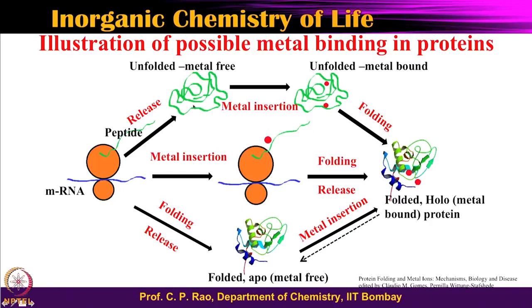In other words, the primary structure of this and the primary structure of this are the same, but the tertiary structure and secondary structure of this and of this are not the same. So that is one way you can make the metalloprotein. The folded holo, holo means metal ion present, so the folded holo protein or metal bound protein. Let's look at the other one. While the protein is synthesized, in the vicinity the metal ion is brought, and the metal ion can get into the folding process, may induce the folding process, and the folding will take place.